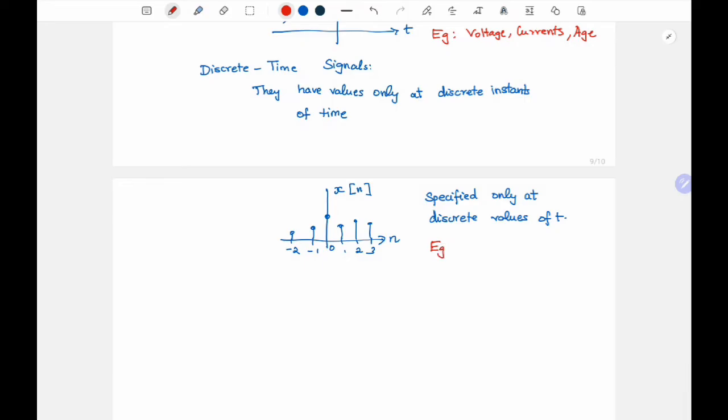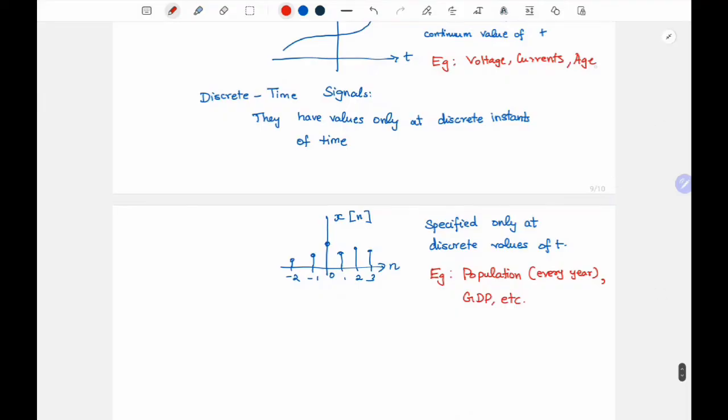And for discrete time, what do we have? Let's say the population. So population, usually they describe it every year, right? They don't give it at every instant of time. They describe it only at every year. They say it in 2022, 2021 and so on. So population, GDP, etc. Okay.